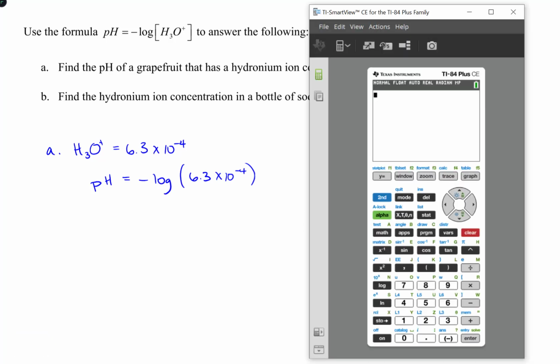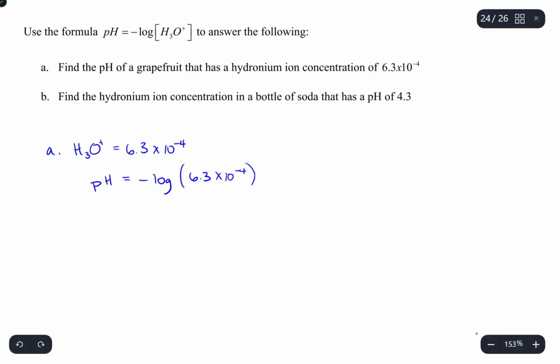So I'll bring that up and we'll do the common log. Oh, there's a negative there, sorry. Negative common log of 6.3 times 10 raised to the negative fourth power. And we can just put that all in the parentheses for the logarithm, and that's perfectly fine. So to one decimal place we'll use here, 3.2. So the pH here is 3.2.